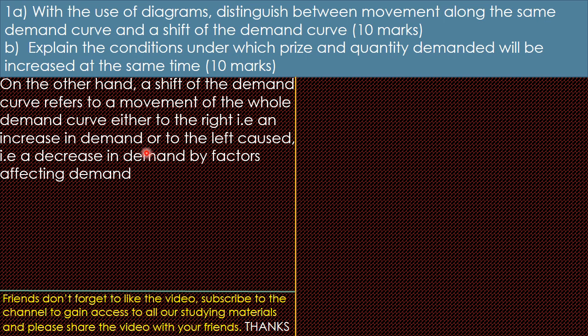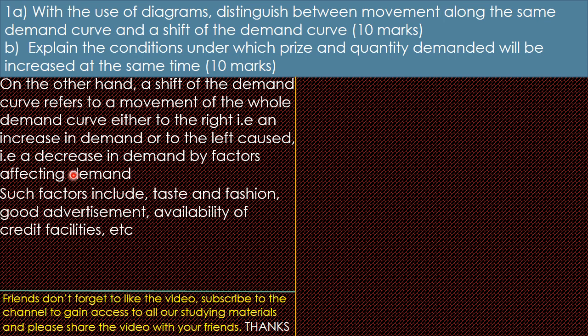Because if you give just a definition, it's going to be 2 marks, but adding more materials to it, like we've mentioned, the fact that the cause is due to the factors affecting demand, and we've mentioned both the fact that it can move to the right and it can move to the left, you can score about 4 marks, guys, if not 3 marks. So friends, let's give examples of such factors. Such factors include taste and fashion, good advertisement, availability of credit facilities, and so on and so forth, guys. I believe you know all these points.